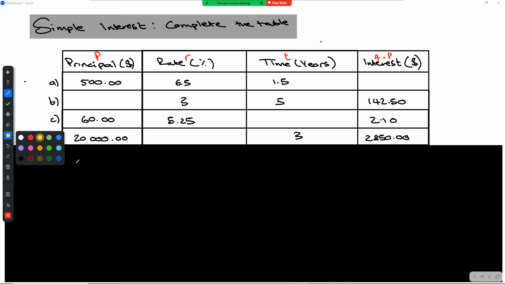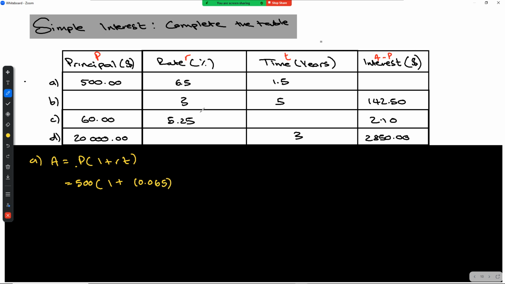Okay, so for question A, I've got A equals P(1 plus RT). My principal is 500. My R is 0.065, because we take 6.5 divided by 100. And then my time is 1.5, and that goes straight in the calculator to get me my A value.